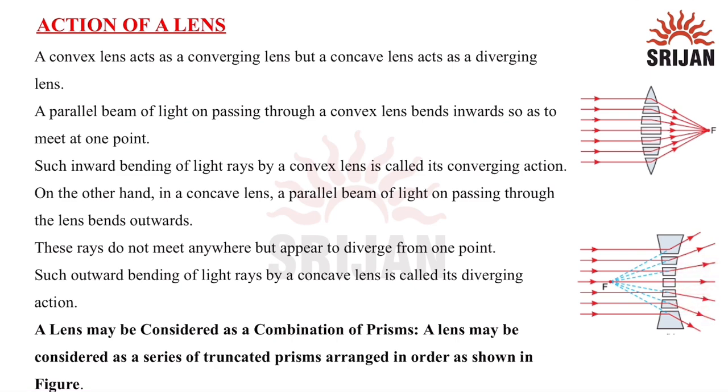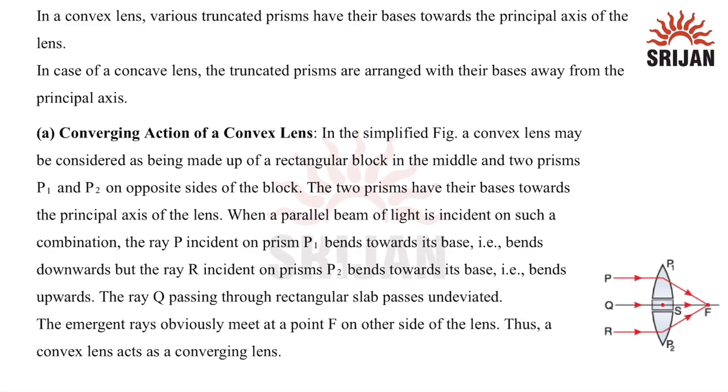Now, a lens may be considered as a combination of prisms. A lens may be considered as a series of truncated prisms arranged in order as shown in the figure, as you can see in these two diagrams. In a convex lens, various truncated prisms have their bases towards the principal axis of the lens, and in case of a concave lens, the truncated prisms are arranged with their bases away from the principal axis.